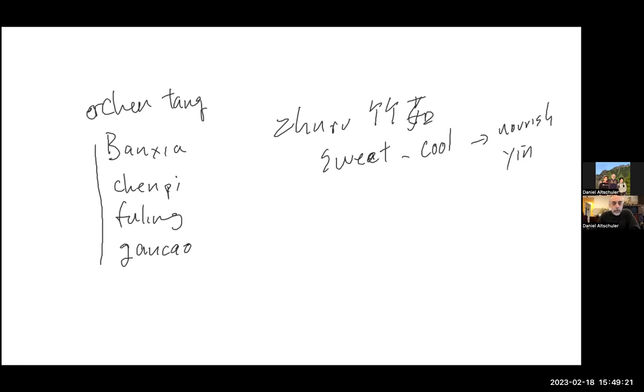It clears heat. It transforms phlegm. It helps eliminate vexation, and it also stops nausea. So everything that we need in the Wen Dan Tang indications, all the formula indications, we have it right here in this one herb.